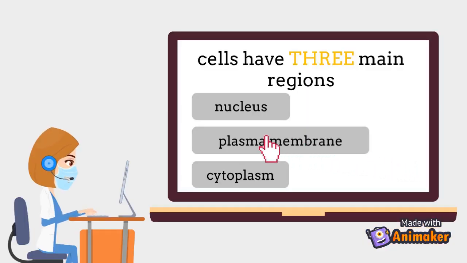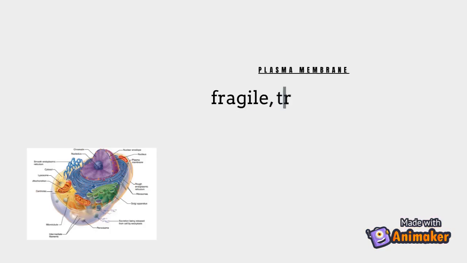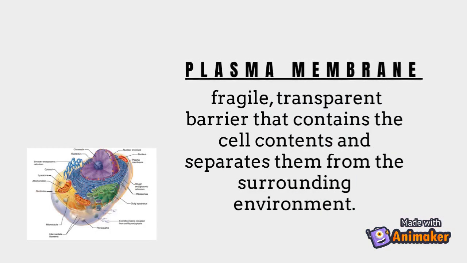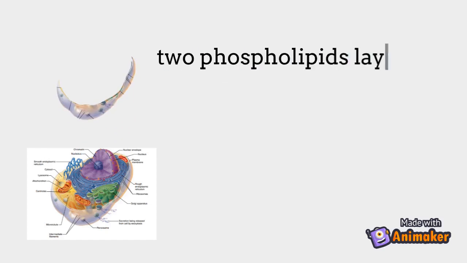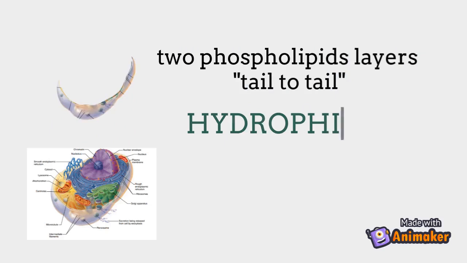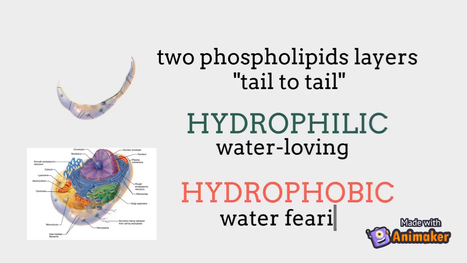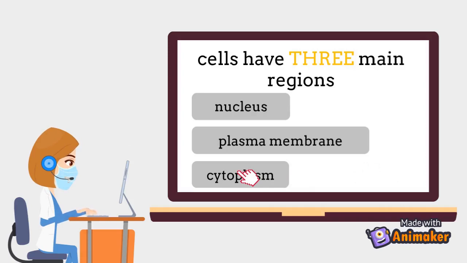The flexible plasma membrane is a fragile, transparent barrier that contains the cell contents and separates them from the surrounding environment. The plasma membrane consists of two phospholipid layers arranged tail to tail. We have hydrophilic, also known as water-loving and attracted to water, and hydrophobic, which is known as water-fearing and avoids the water.